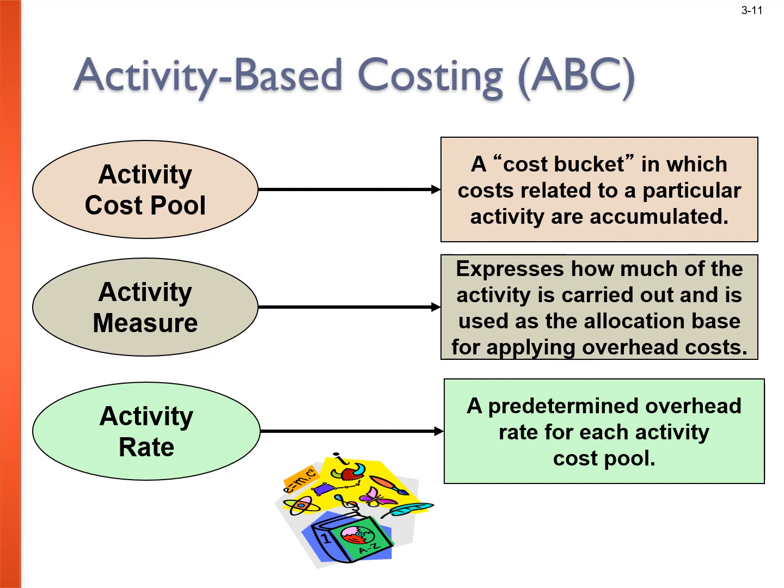Then we have an activity measure. This shows us how much of the activity is carried out and is used as the allocation base for applying overhead costs. So how many times do we expect to set up a machine? How many times do we expect to admit a customer or a patient? How many times will we be performing blood tests? Our estimate. And then we would determine an activity rate by taking what's in that bucket and dividing it by our expected activity. And that gives us an activity rate for that activity that contributes to overhead.